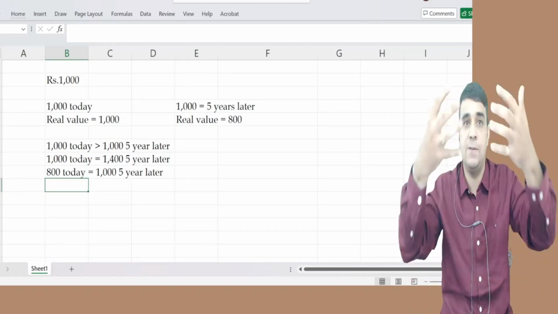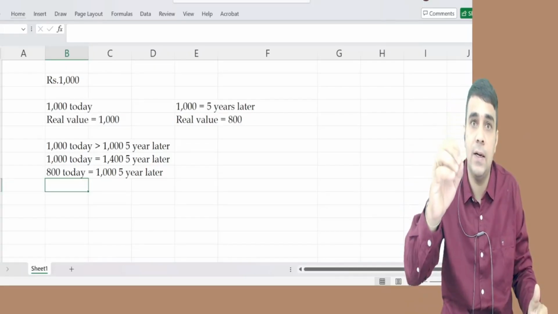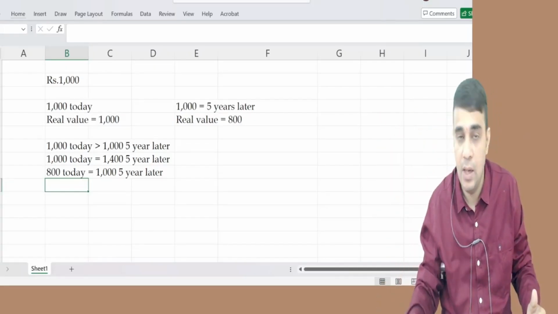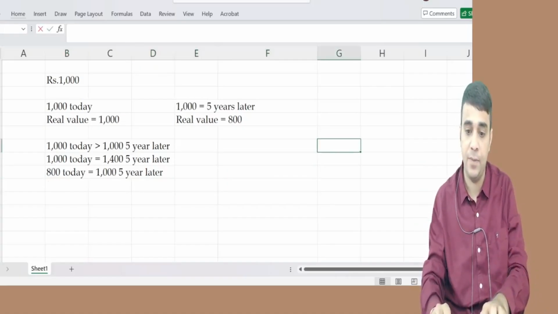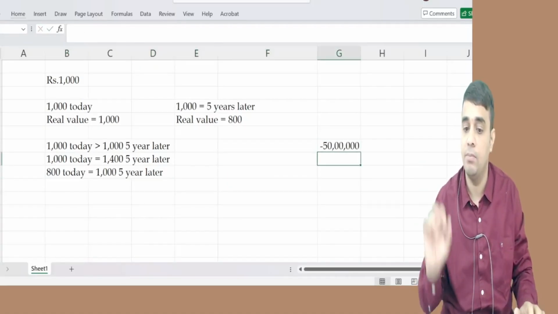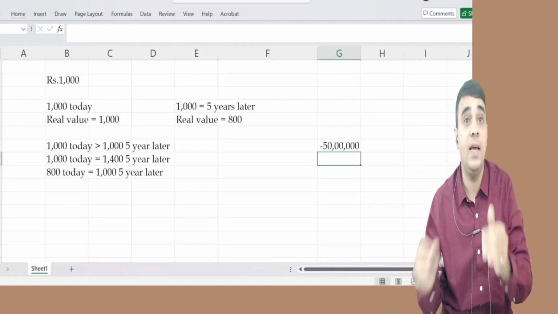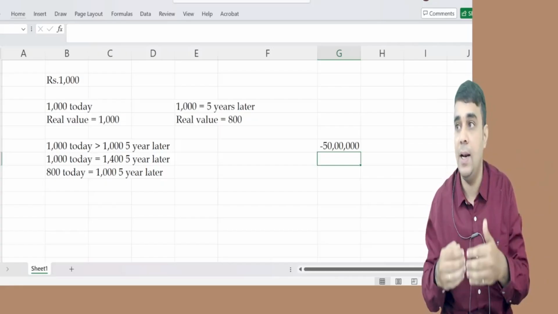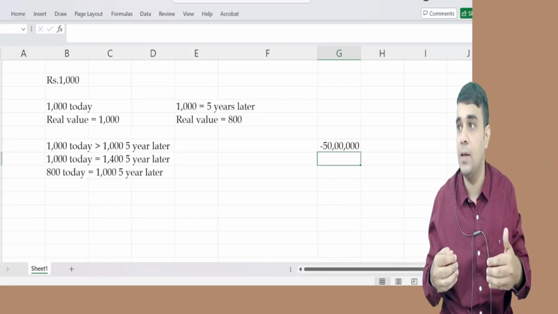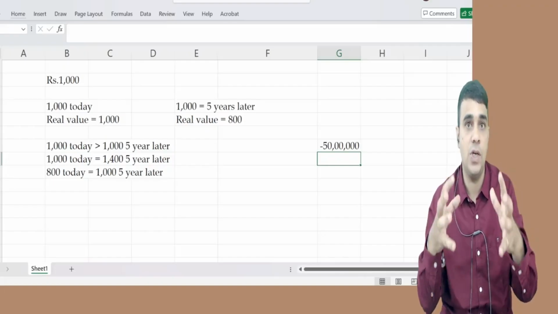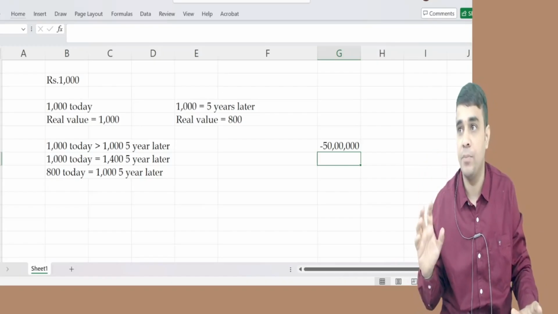When I do any investment, for example, I want to construct a new coaching institute. For constructing the coaching institute, I will be paying lakhs today. Today I have to pay 50 lakh. What will I get back? First year I'll get back something, second year something, third year something, fourth year something, fifth year something, because the coaching institute started on day zero by spending money.